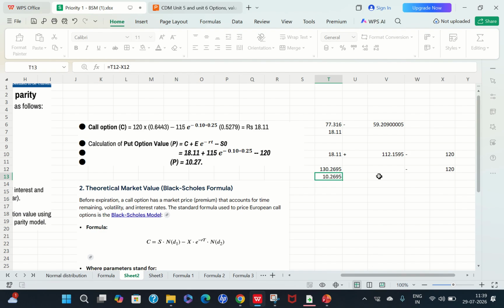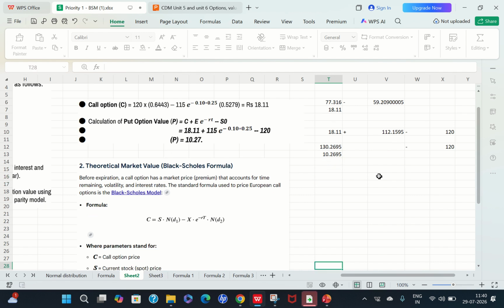You need to substitute the numbers of e to the power of minus 0.10 into 0.25 appropriately. Pick it up from the question paper correctly, and wherever normal distribution tables are given, try to align the numbers of D1 and D2 correctly and calculate the call option value and put option value. You will be getting 5 marks for this.